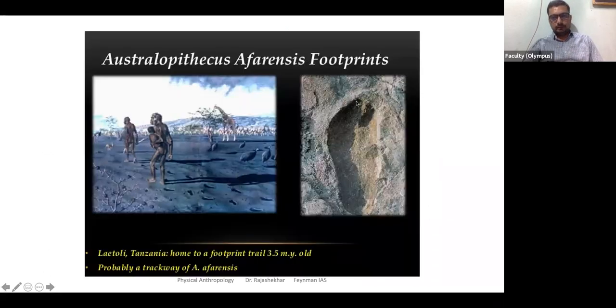So this is a footprint. You can clearly see how the toe was. In Tanzania, they found a footprint trail that is 3.5 million years old. Probably people walked like this, and their footprints were left there. Some form of Australopithecus, and there are different species of them, Afarensis being one of them, but Australopithecines probably walked like this.